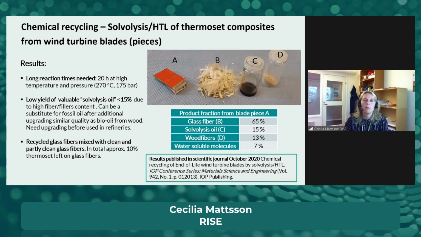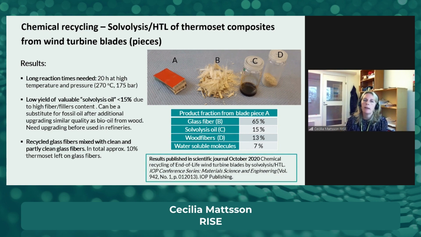But the problem with this type of recycling is that you need long reaction times, it's 20 hours, and we work at high pressure and temperature, 270 degrees and 175 bars. And you need to have high value products out of this type of recycling system. And the problem is that new glass fiber costs €1 per kilo. And recycled glass fibers do not have the same quality or size, so they cannot drive this process.